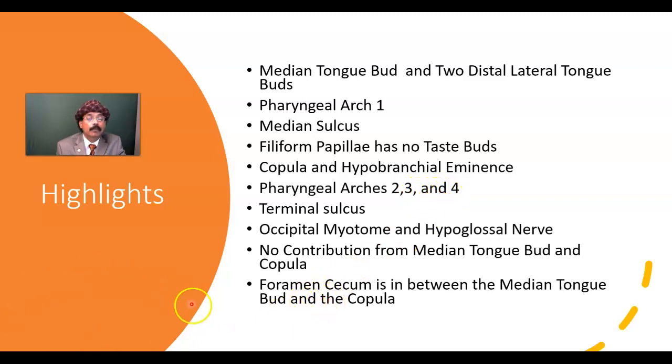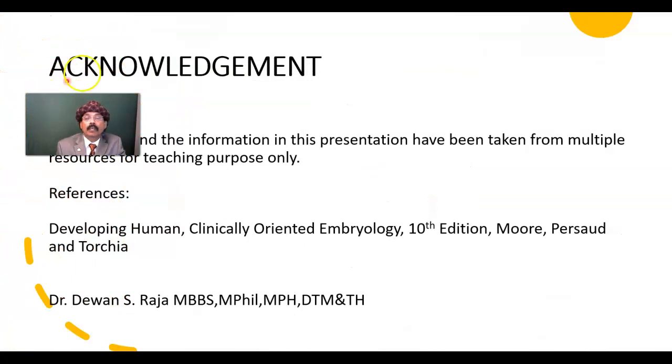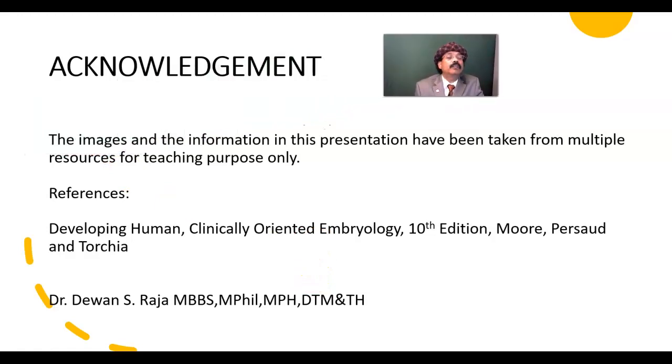Okay, we got that, because from the second arch we get the copula, and the copula has no contribution. Eventually, the copula will disappear. The foramen cecum is in between the median tongue bud and the copula. Okay, and these are my references, and that's all about the development of the tongue, its congenital defects, the anterior 2/3 and the posterior 1/3.